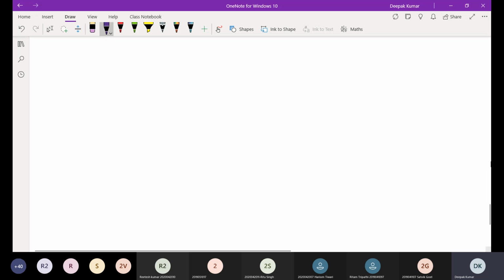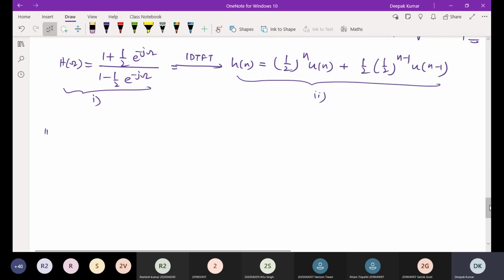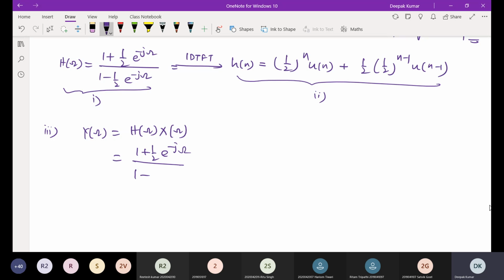Third question will be response. Third question is response of the system. Response of the system can be found by H of omega into X of omega. Here H of omega is 1 plus half e to the power minus j omega divided by 1 minus half e to the power minus j omega, and X of omega is what?